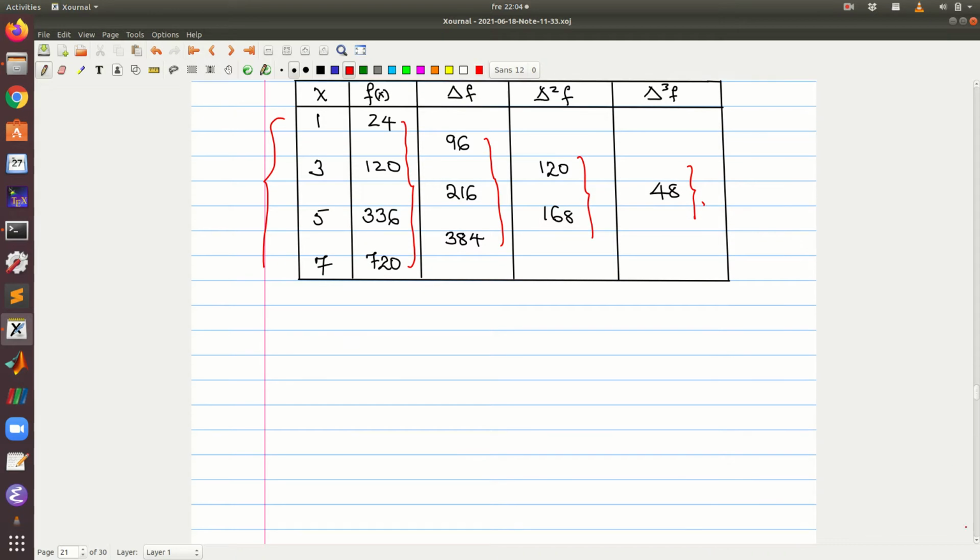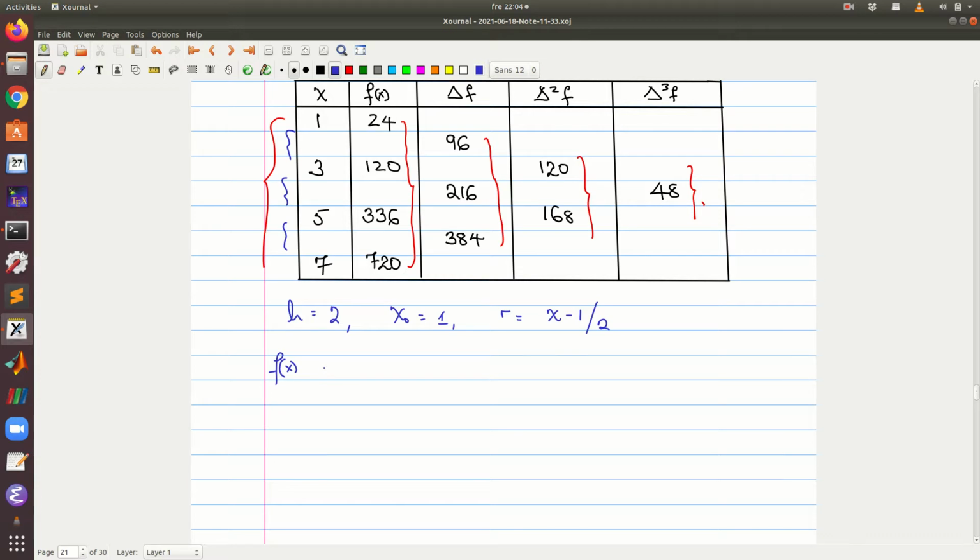Again, we simply extract our information. If we go through this very quickly, we see that the step length is 2, so h is 2, our x naught is 1, and our r is just general. If we want to find the polynomial, it is general x minus x naught, but x naught we have, so it is x minus 1 over 2. So we'll find our f of x.